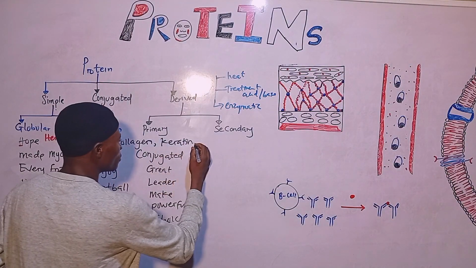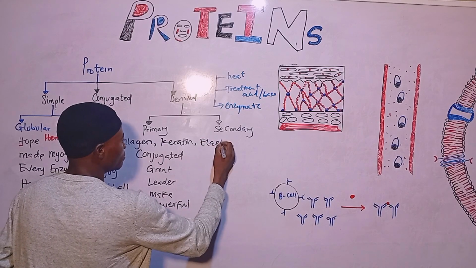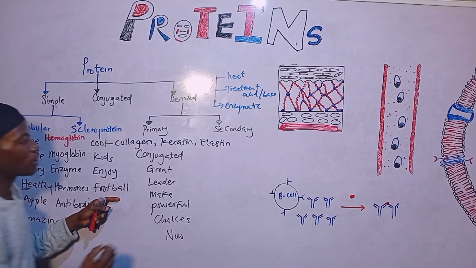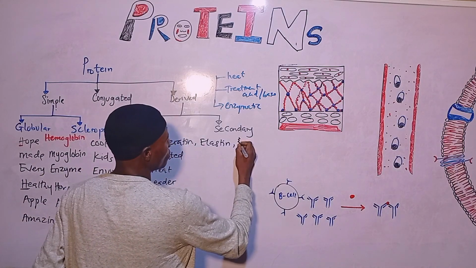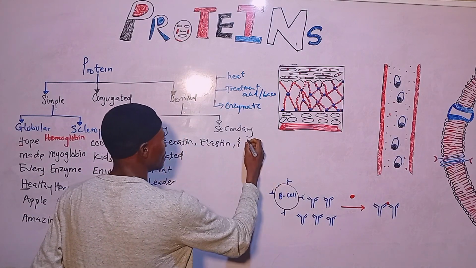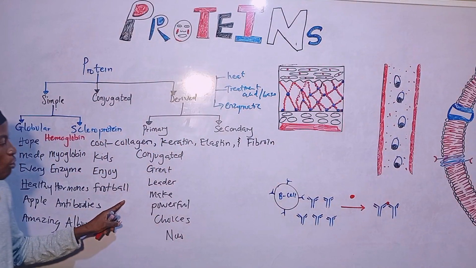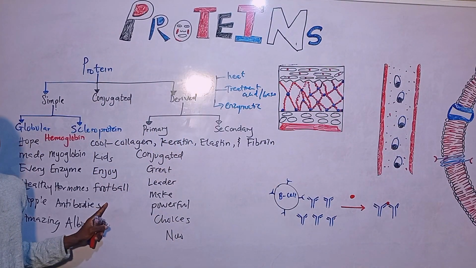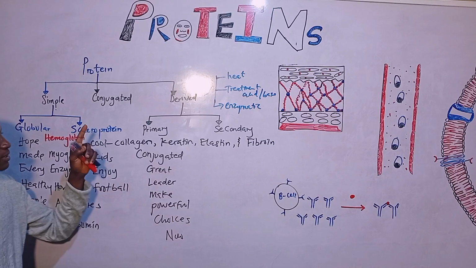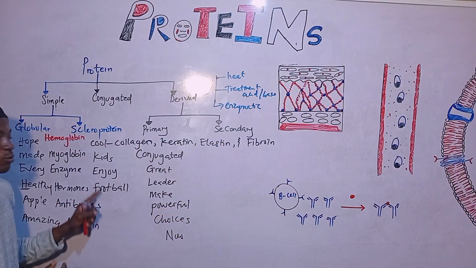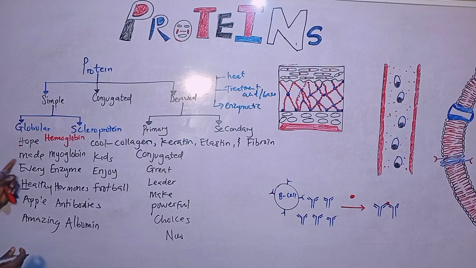Then we have "Enjoy," which represents elastin. And then we have "Football," which is actually not really a common type. It's mostly found in wool, and that's fibroin. That's the example of scleroprotein that we have. So you have collagen, keratin, elastin, and fibroin. That's cool kids enjoy football.